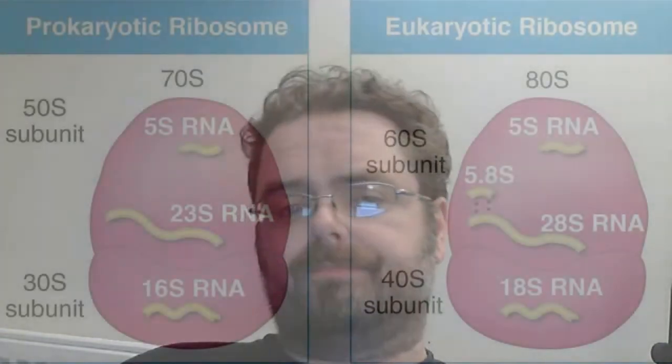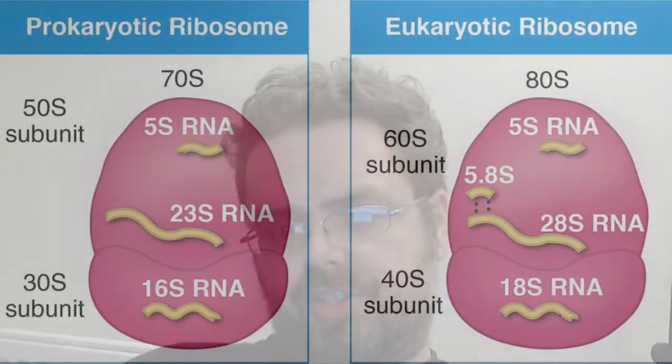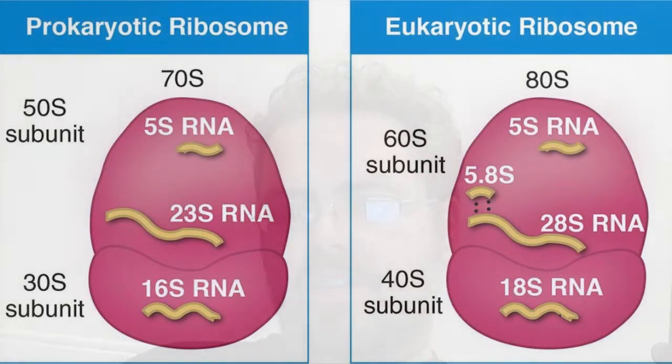Now, these subunits are where the 70 and 80 stuff comes from. In prokaryotes, the two subunits that make up the ribosome are a small one at 30S and a large one at 50S. Now, yeah, I know, that adds up to 80, I know.